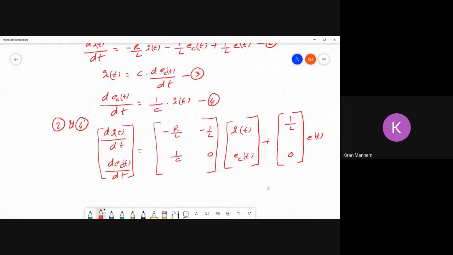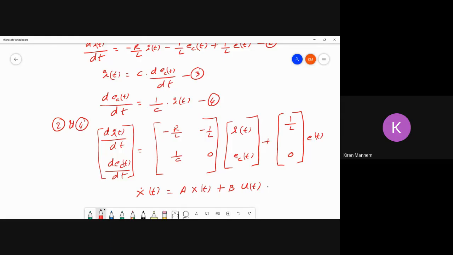So what is this? Let us write the first equation. X dot of t is equal to A into X of t plus B into U of t. Now compare this equation with your matrix. What is X dot of t? This is di of t by dt and d ec of t by dt, and this is your A matrix.